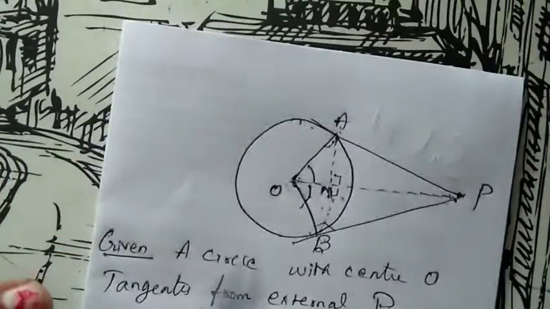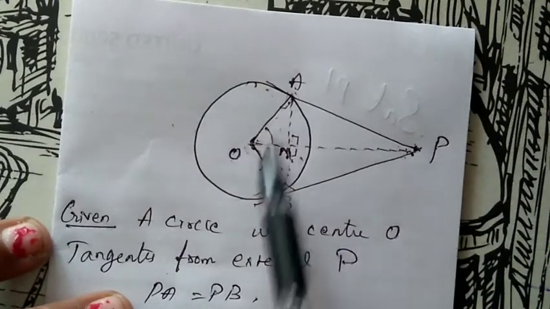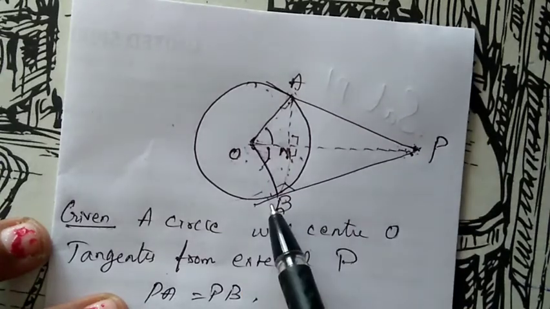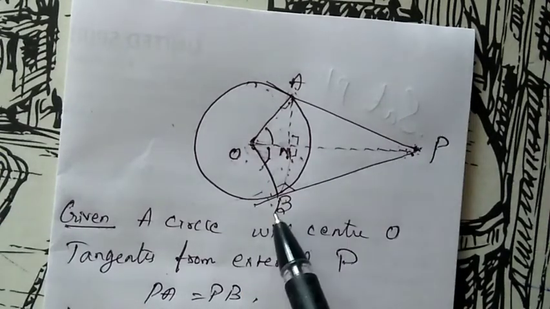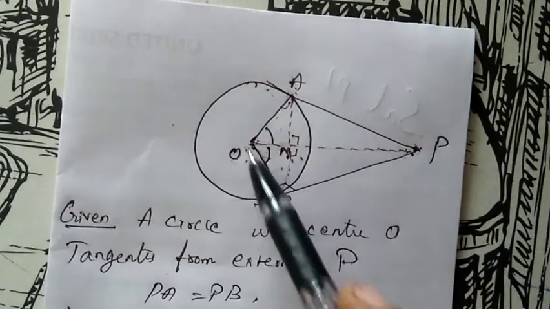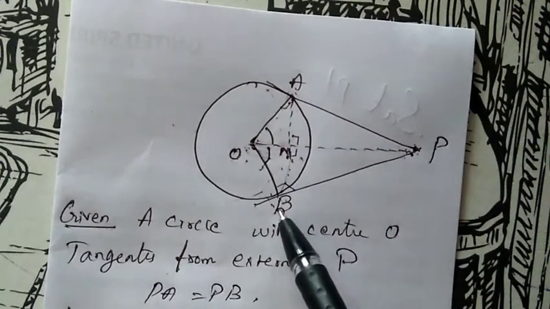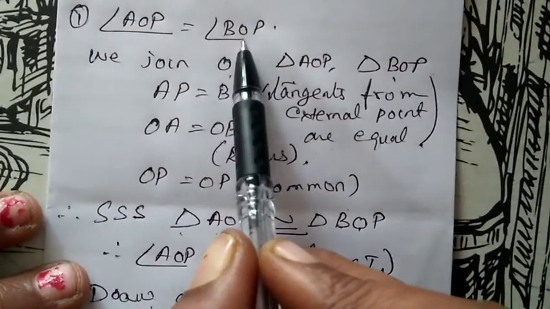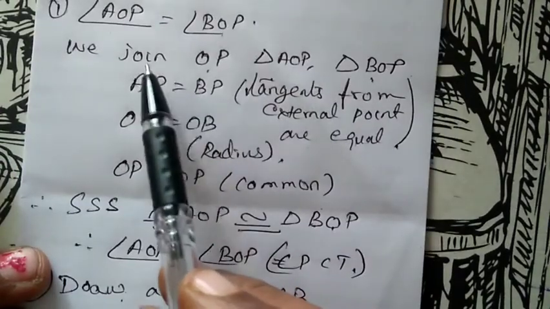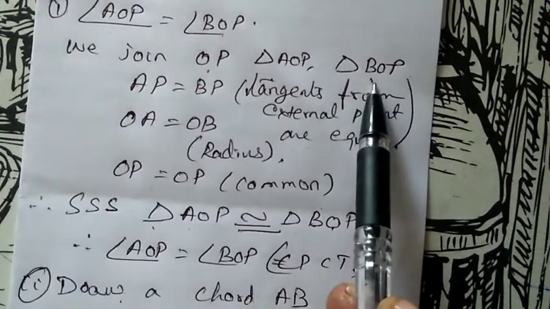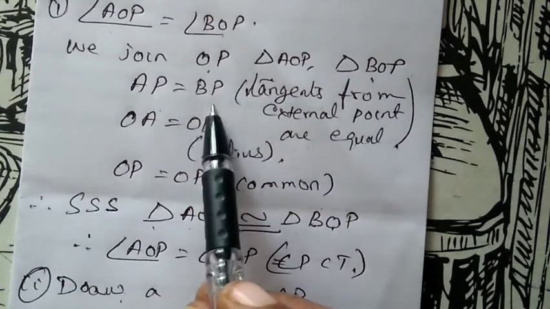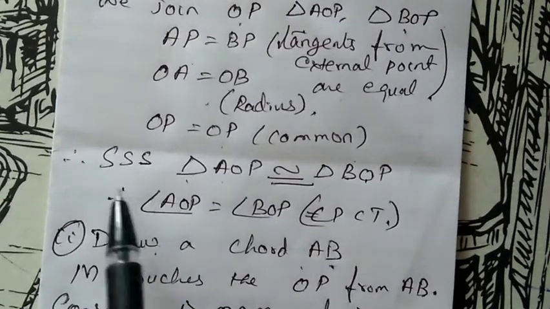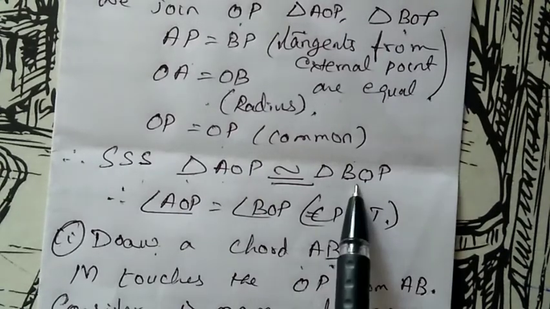So analyzing the diagram is very important. They have given a circle with center O, and from the external point P, two tangents are drawn, PA and PB. So we know PA is equal to PB. And when we join OA and OB, we know this is radius of the circle. So for the first subdivision, to prove angle AOP and angle BOP, when we join OP, we consider the triangles AOP and BOP. In that we know the tangents from the external point are equal, radii are equal, OP is common. By SSS, you get these two triangles are congruent.